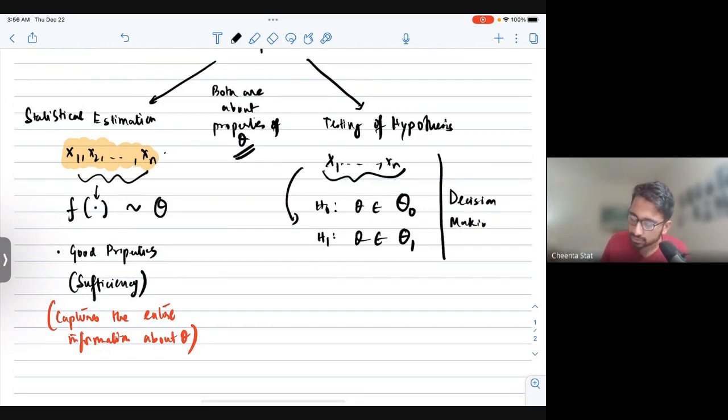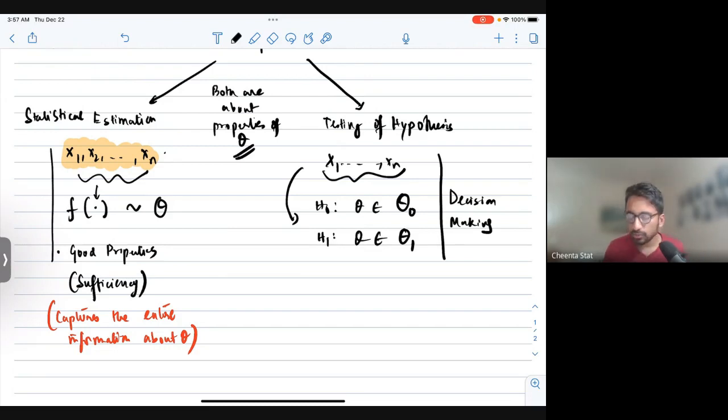So testing a hypothesis helps you to make decisions, while statistical estimation helps you to understand the unknown parameter better. Testing a hypothesis helps you make a decision about the unknown parameter. The statistical estimation gives you a good estimate, a ballpark number, of the unknown parameter.